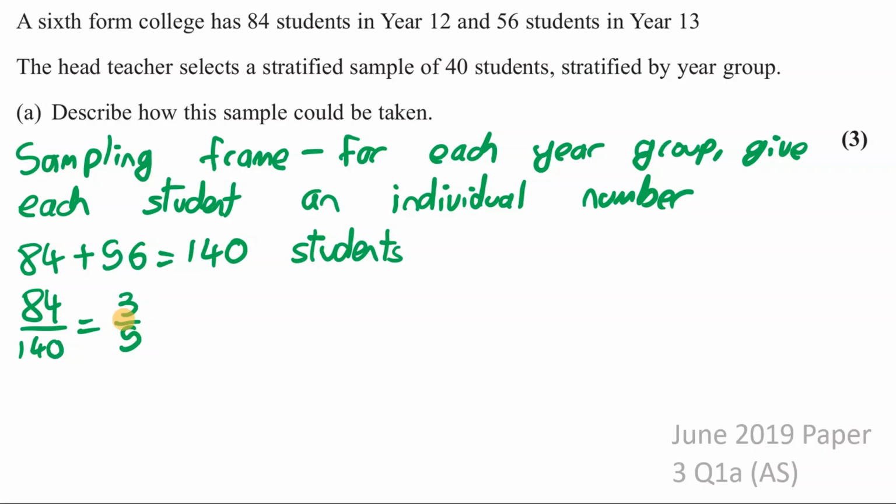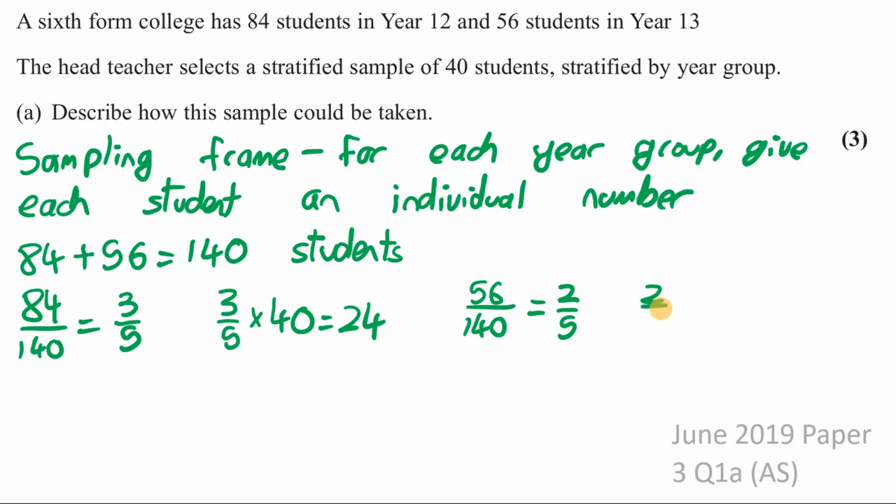So therefore, in order to get this proportion in the sample of 40, it's going to be 3 over 5 multiplied by 40, which is equal to 24. So this is the amount of year 12 students we want in the sample. Now let's focus on year 13. There are 56 students in year 13. So we're going to do 56 divided by 140, which is equal to 2 over 5. So this is the proportion of students that are in year 13. Therefore 2 over 5 multiplied by 40 is equal to 16. So we want 24 year 12s and 16 year 13s.